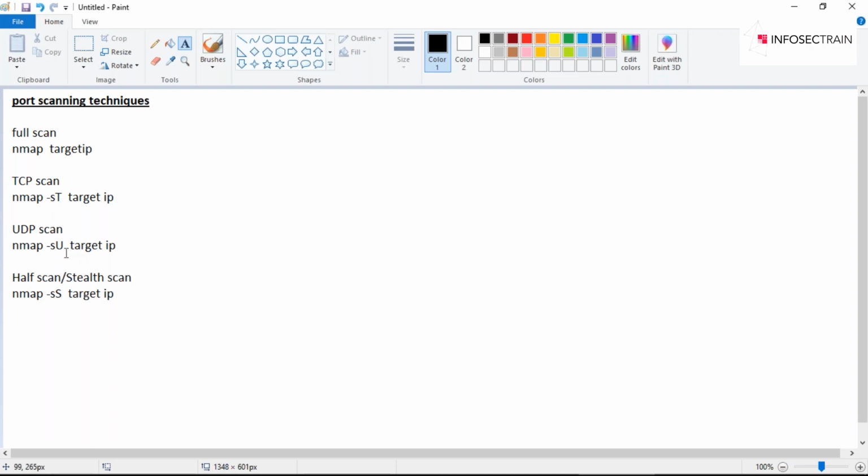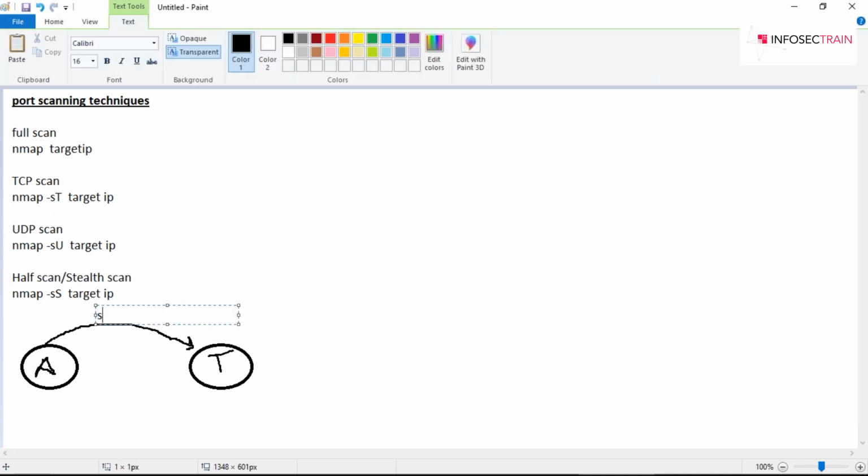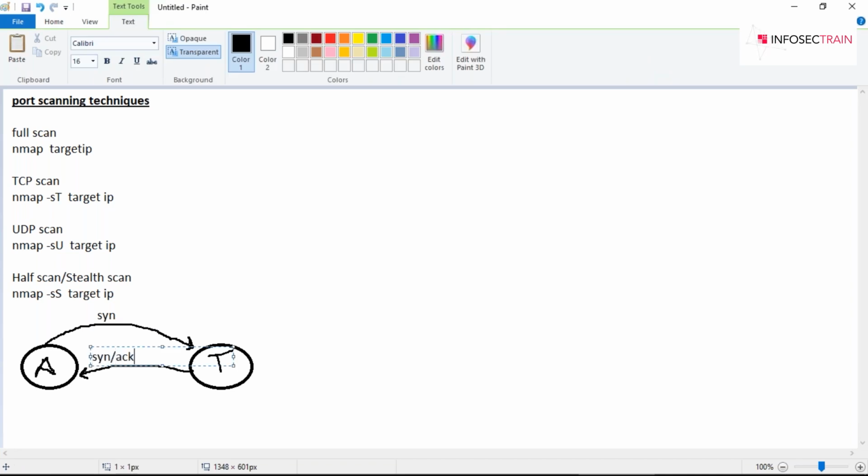So over here, using this half scan, what will you be doing, guys? This is you as an attacker, and this is the target machine. So I'm writing it over here: attacker, and this is the target machine. In half scan, the first packet that you'll be sending to the target machine is, what is the first packet in three-way handshake? SYN. Send the packet. If the target machine is live, then it will send you back another packet. What is the second packet in three-way handshake, guys? It is SYN-ACK.